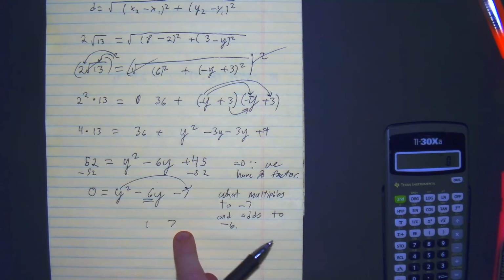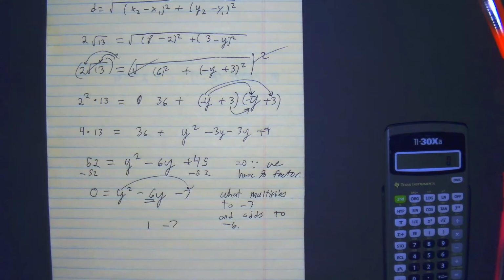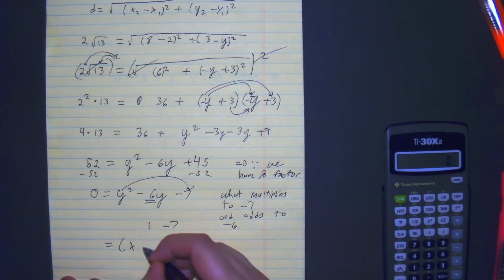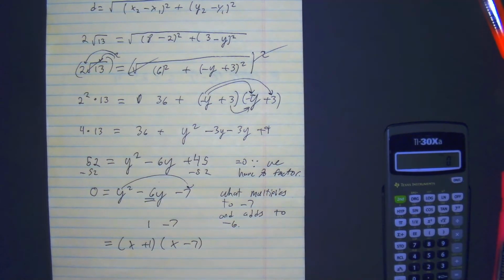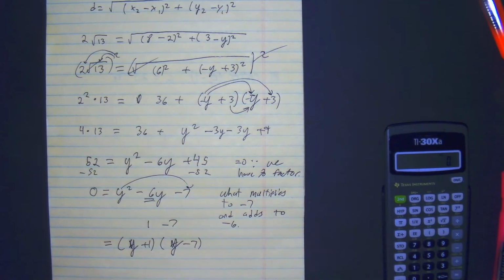1 times 7 is 7, but it has to add to negative 6, so it's a negative 7. Luckily, instead of the grouping method that I did last time, with the magic number way you just get x plus 1, x minus 7. So, or y, it should be a y, oops. Just use the x's. Alright, from here, what's next?